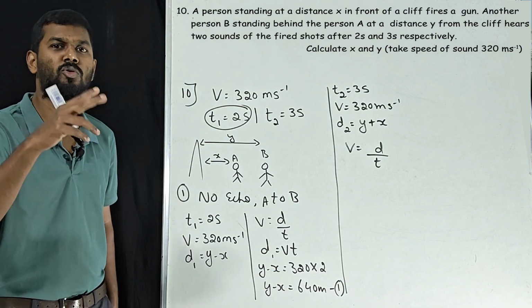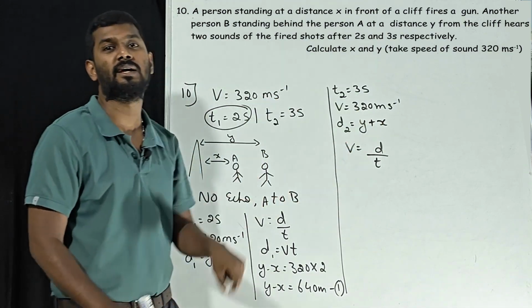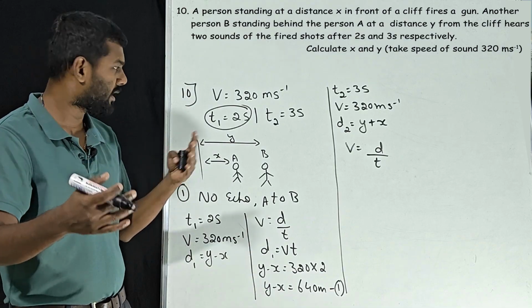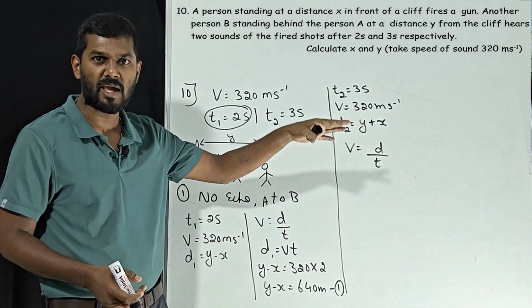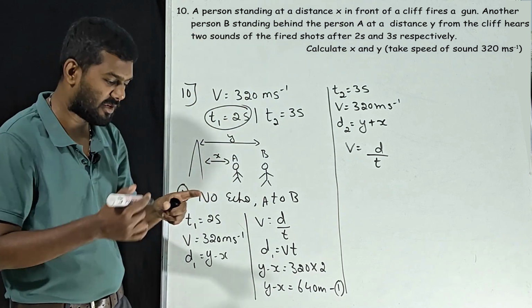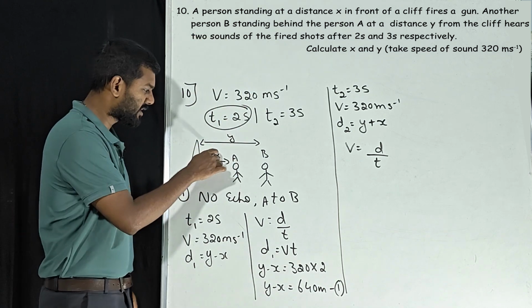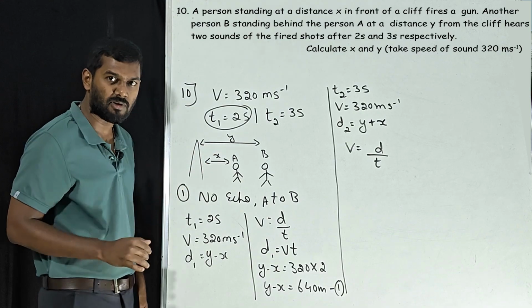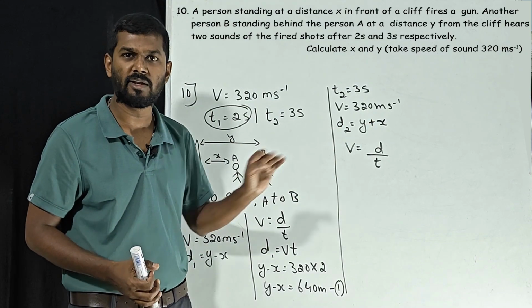Because sound will travel 2 distances, correct? Both the distances we have already taken in this numerical. If the distance values are given directly, or if you are finding the distance value, okay, if this x and y are not given, then you have to go for v is equal to 2d by t to find the distance.